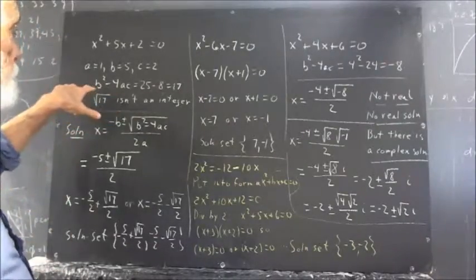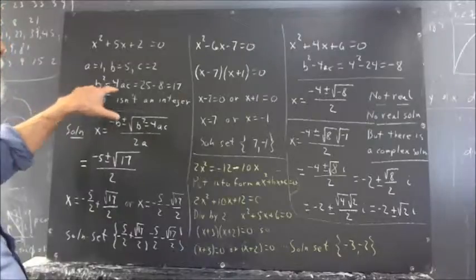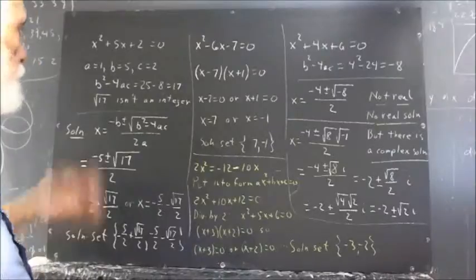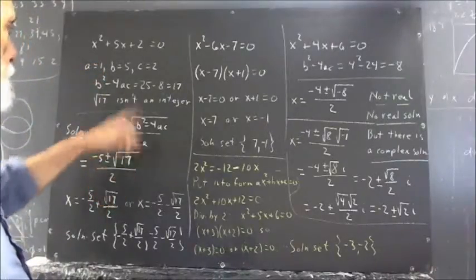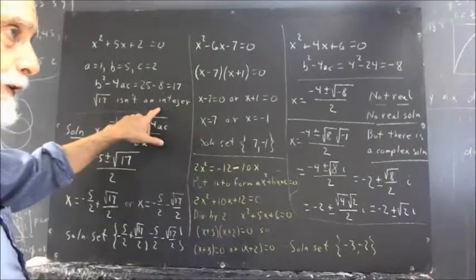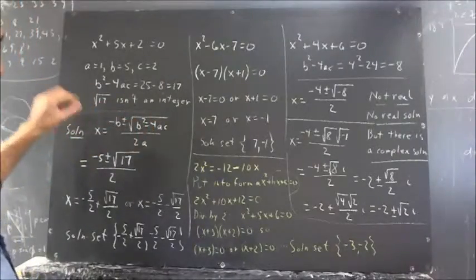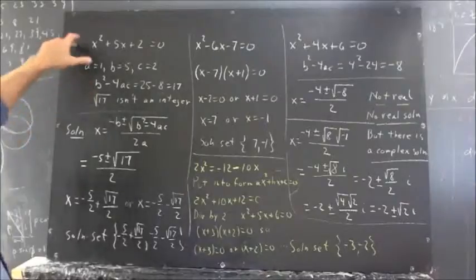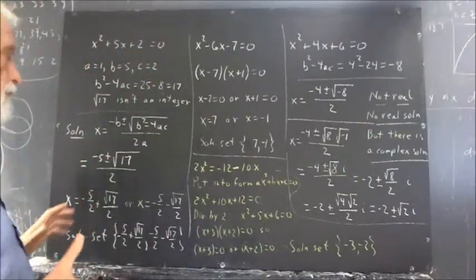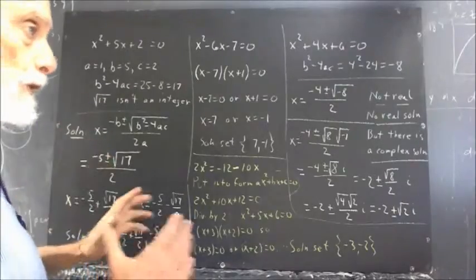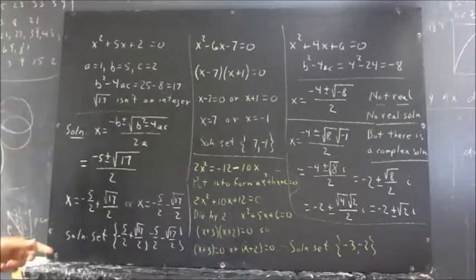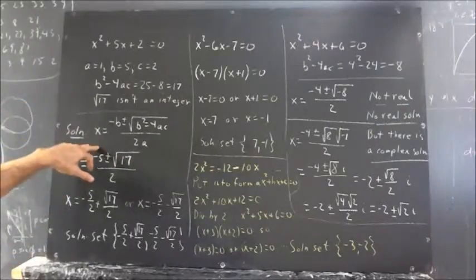Okay, so b squared minus 4ac, in this case, a is 1, b is 5, c is 2, so we easily substitute, and we get 25 minus 8, that's 17, and the square root of 17 isn't an integer, which means we're not going to have any integer solutions, which means we're not going to have integer factors, where we have binomials with integer coefficients. Okay, so this doesn't work. So we have to use the quadratic formula.